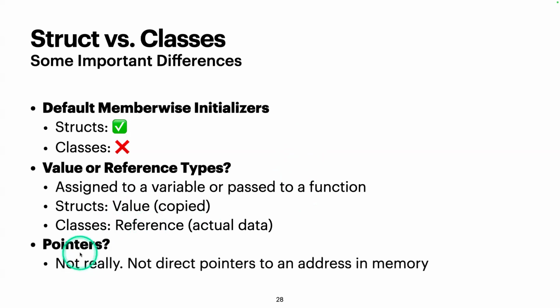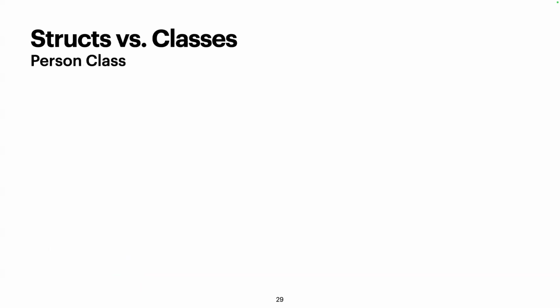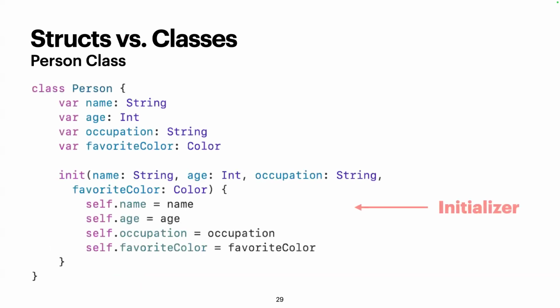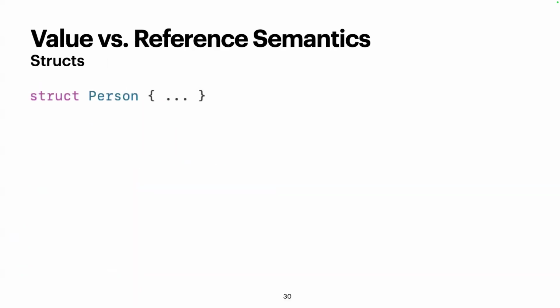In other classes like C, for example 61C, you might work with pointers. Well, Swift doesn't really have this concept of pointers. There are no direct pointers to an address in memory, so you don't need to think about references or addresses at all. All right, so again, this is how we create a class in Swift. We have to supply an initializer here. Again, it's required for a class, but optional for a struct.